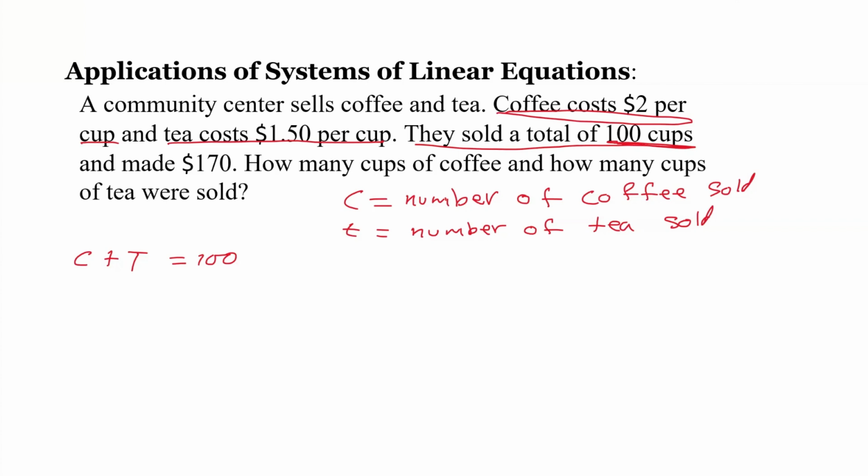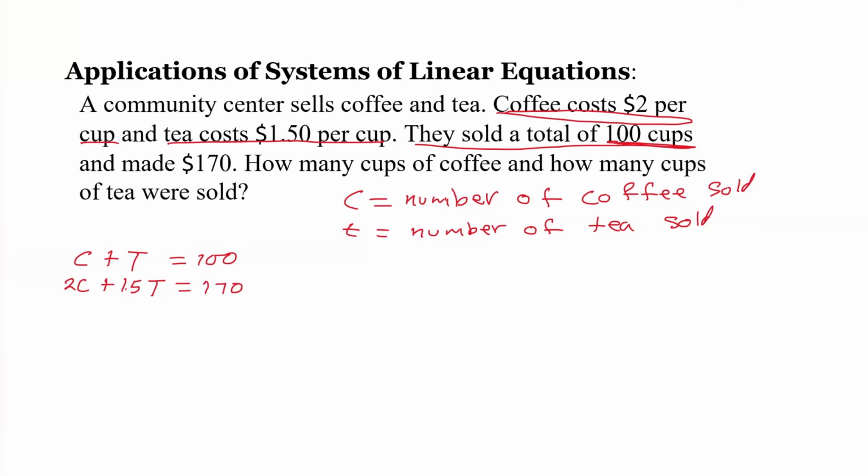We also know that it's $2 per cup. So you have to multiply 2 times C because C is the number of coffee. To figure out how much money you make from coffee, you multiply by 2. Again, if you sell 10 cups of coffee, you're going to make $20 because 10 times 2. And the same thing for tea, you have to multiply T by 1.5. This gives you dollars, right? 2 times C is going to be some dollar amount. Again, if C is 10, you get $20. The total is equal to $170, right?